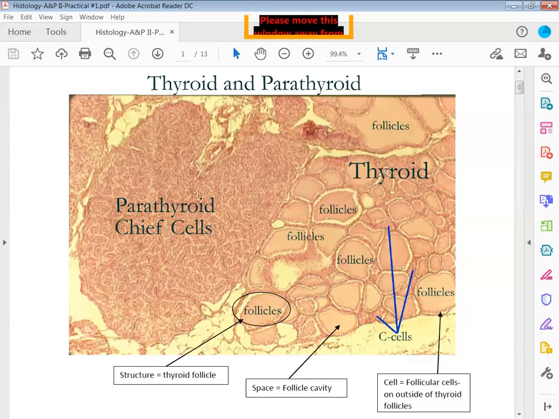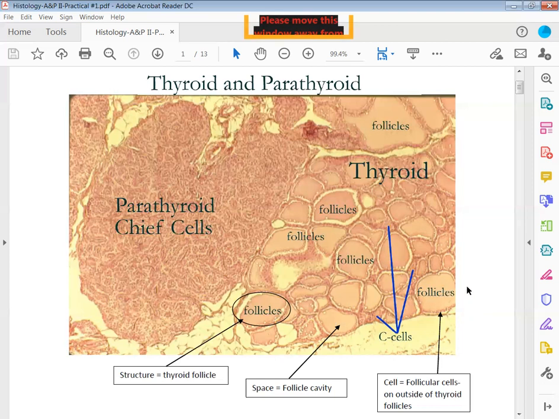So again, if I ask you organ or gland, you're going to tell me thyroid. If I circle or ask you what this entire structure is, it's called the thyroid follicle. If I ask you what this space is, this space here, here, and here, and here inside each of the thyroid follicles, it is called the follicle space, or the follicle cavity.